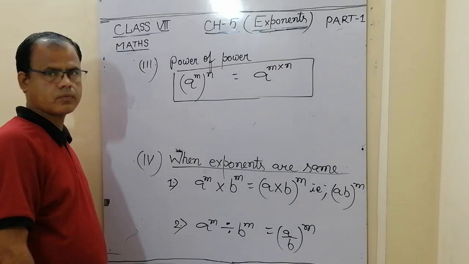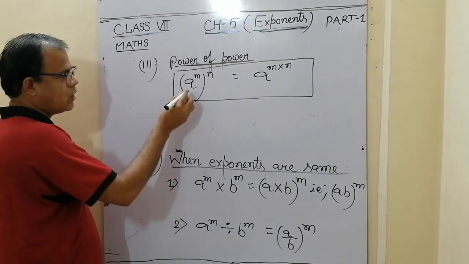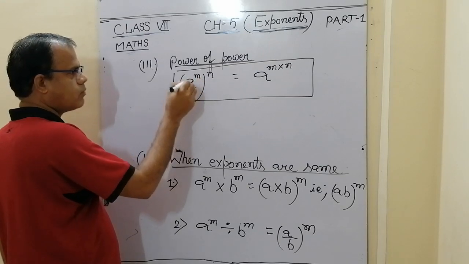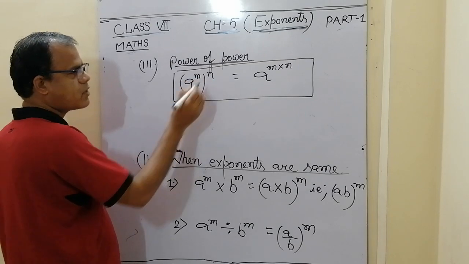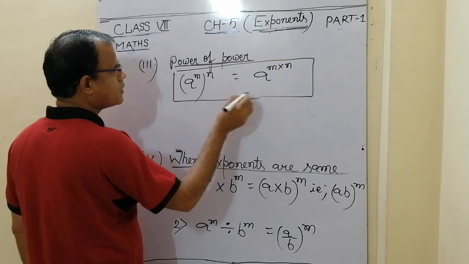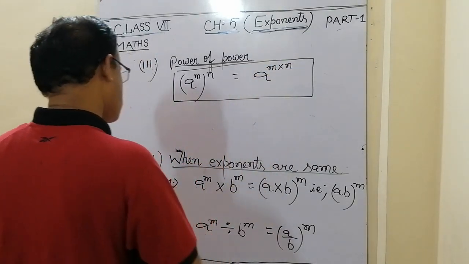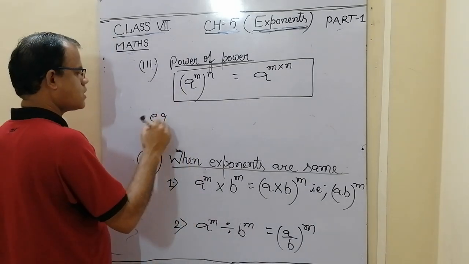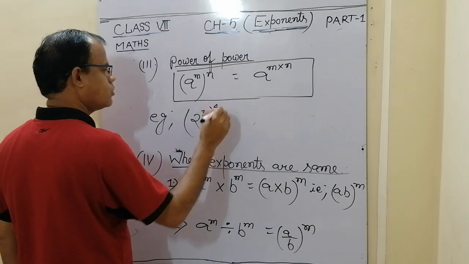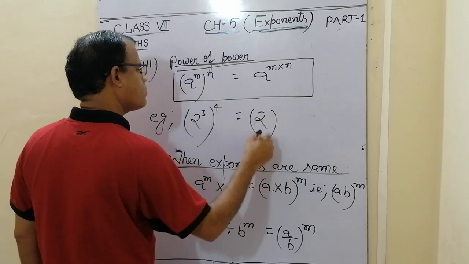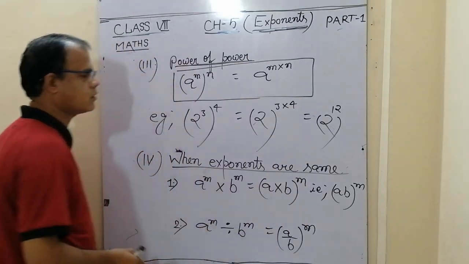Yes students, look here. The next rule is power of power. If we have a raised to the power m raised to the power n, we have power of power. Two powers are here, so simply you have to multiply the powers: a raised to the power m multiply n. To make it more clear, let's look at an example. Suppose we have 2 raised to the power 3 raised to the power 4, so it becomes 2 raised to the power 3 multiply 4, which is 2 raised to the power 12.